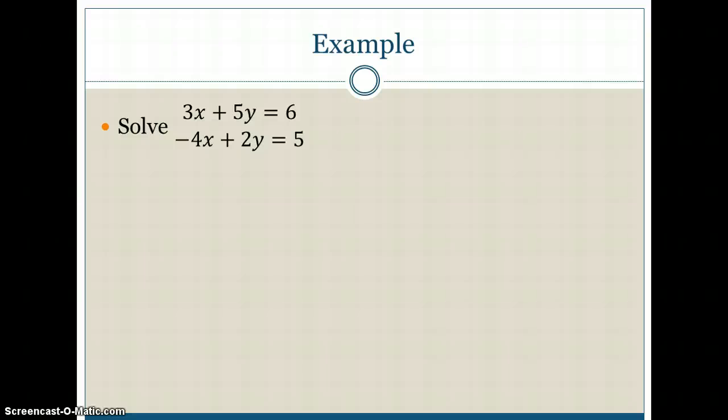at these, none of these are opposites right from the get-go. I have 3 and -4, 5 and 2. But what I am looking at here is the fact that the x's already have opposite signs. I have a positive 3x and I have a negative 4x. So I'm going to go ahead and work with these ones. And now what we have to look for is the least common multiple of 3 and 4. And what that is becomes 12.